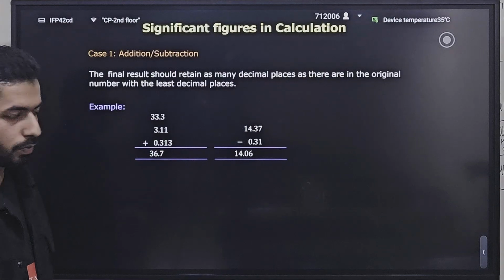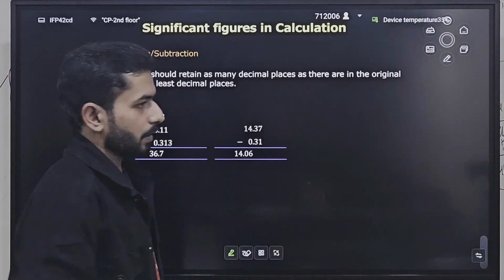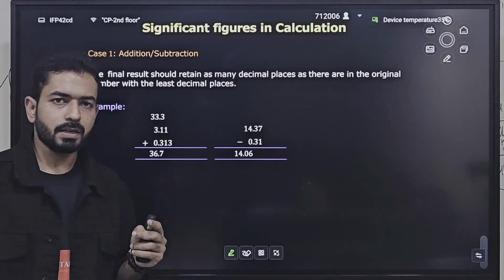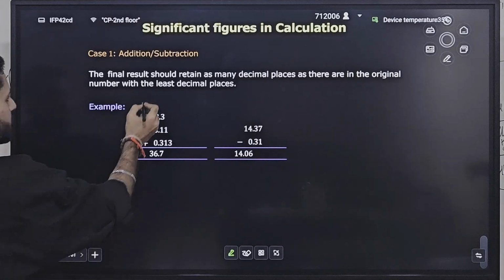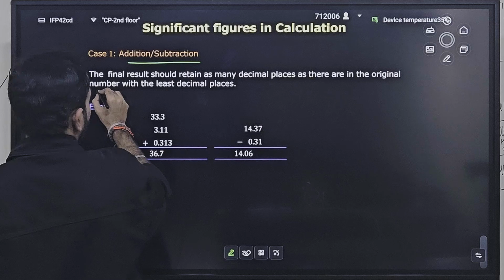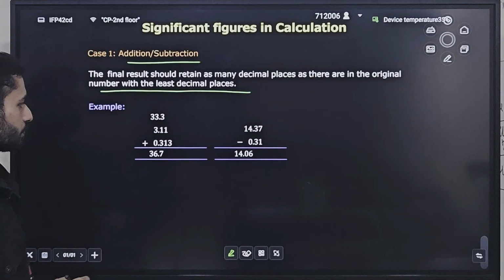Significant figures in calculation. In calculation, how do you calculate significant figures? There are two types of rules. First one is for addition and subtraction. Second one is for multiplication and division. For addition and subtraction, the final result will retain as many decimal places as in the original number with the least decimal places.